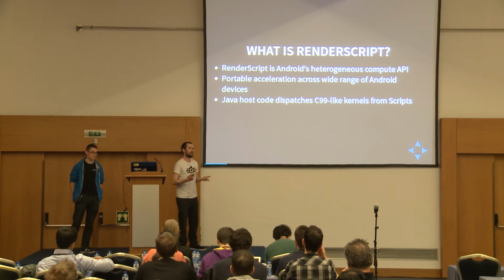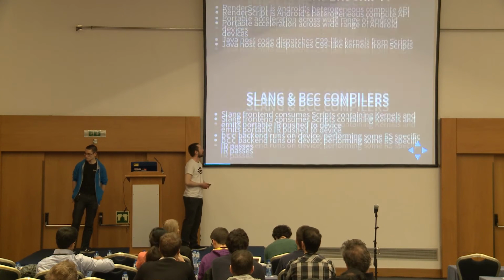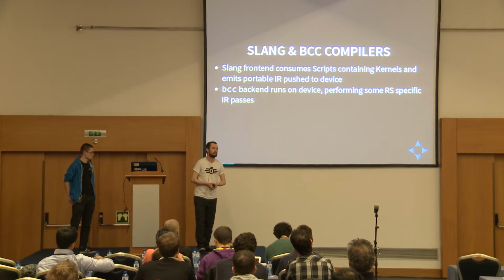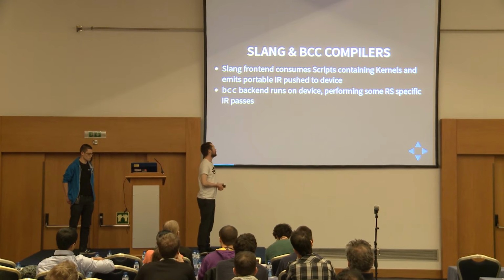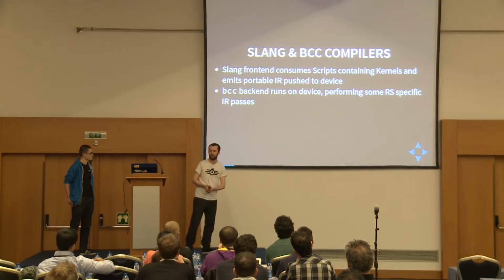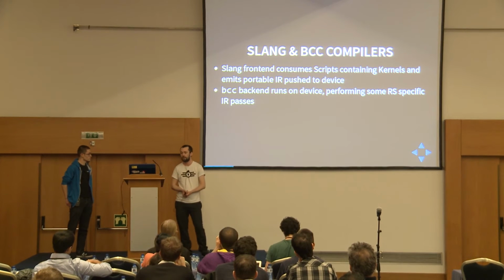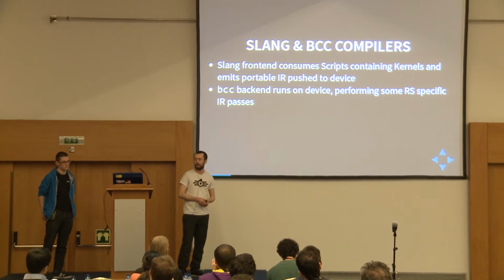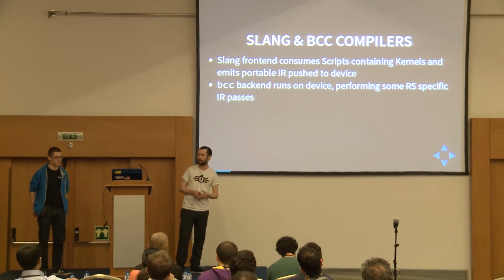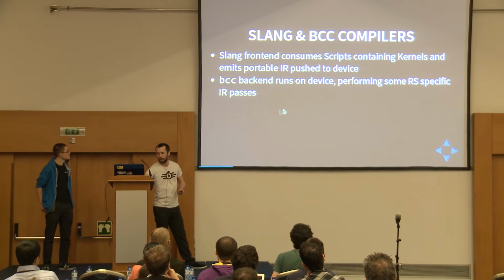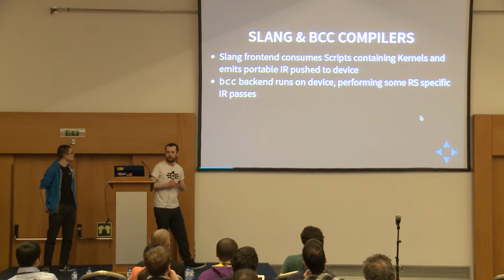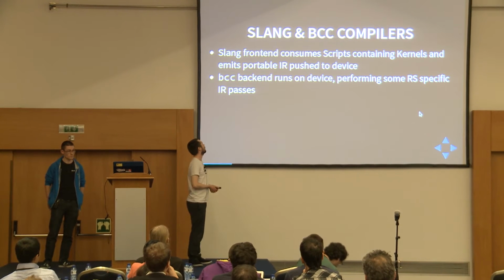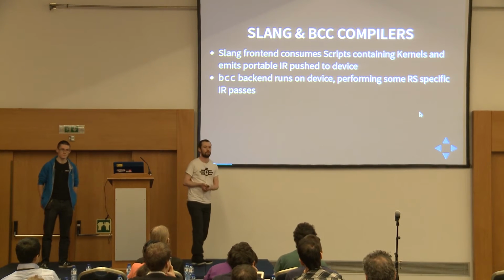So to that end, we actually have to have two compilers. We have Slang on the front end and BCC on the back end. Slang takes the RenderScript kernels and emits a portable form of IR based on some assumptions of the ARM v7 architecture. We'll go into a little more detail later on about why that might be a problem. And then that's stored in an APK, which is Android's package format, and that's shipped onto the device.